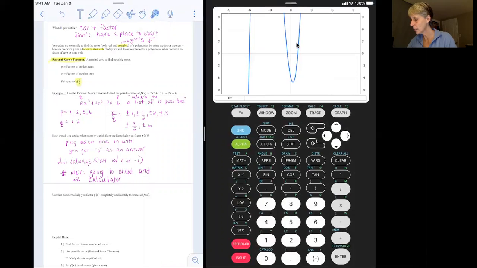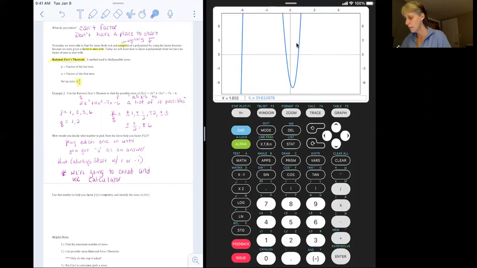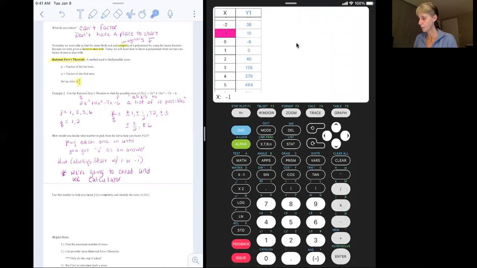Okay, so I'm looking right here. It looks like x equals 1, which is on my list, can be used to help me factor. It also looks like possibly it could be -1/2. It's very hard to see with this calculator. So a better way, if you're using your calculator, might be to go to your table.